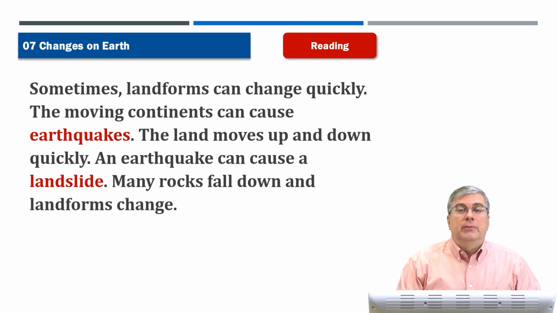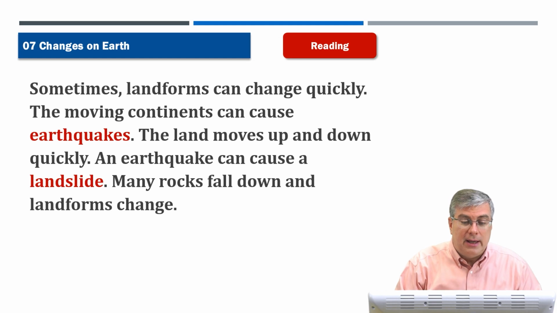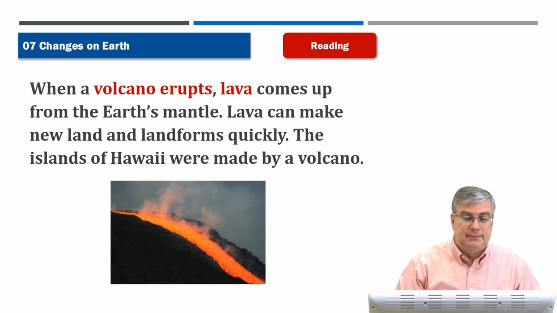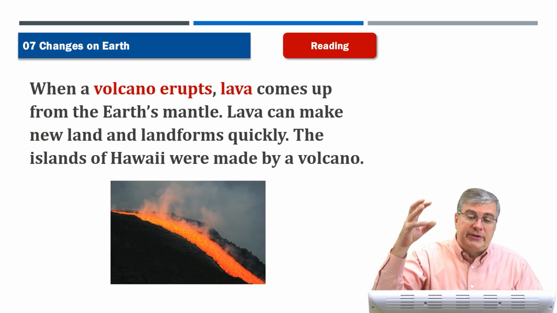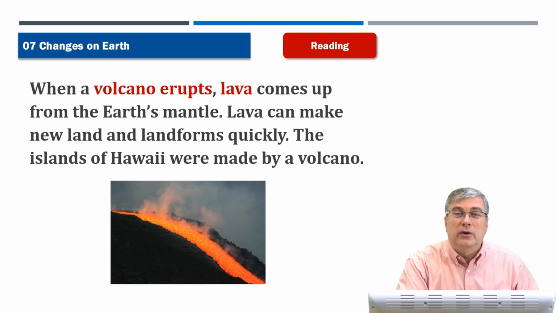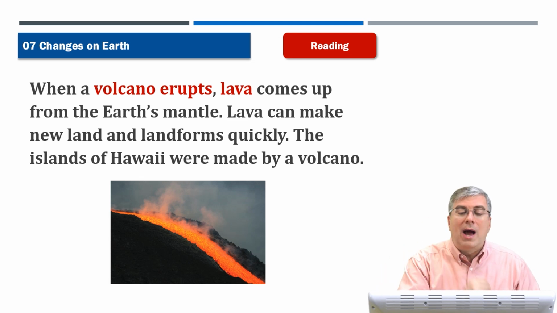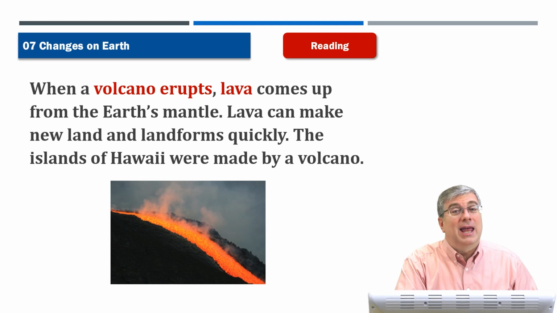Sometimes landforms can change quickly. The moving continents can cause earthquakes. The land moves up and down quickly. An earthquake can cause a landslide. Many rocks fall down and landforms change. When a volcano erupts, lava comes up from the Earth's mantle. Lava can make new land and landforms quickly. The islands of Hawaii were made by a volcano.